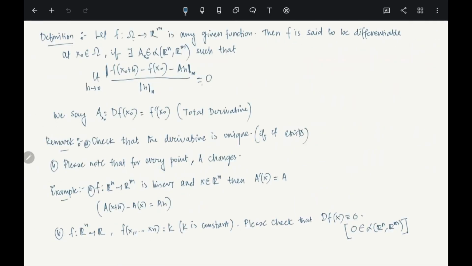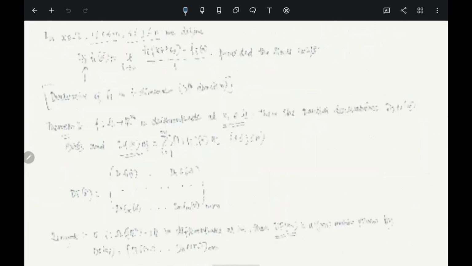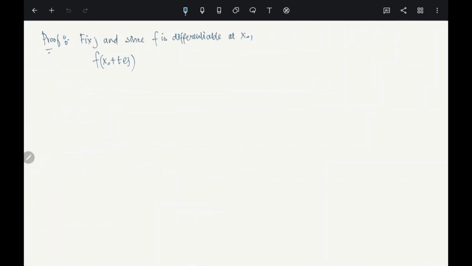This is the definition of differentiability. This definition and the definition which I am writing are exactly the same definition, just broken down into parts. So please check that those two are equivalent. But what I mean to say is this: you see, this h is any direction h in Rn. So I will choose a particular direction, which is ej.